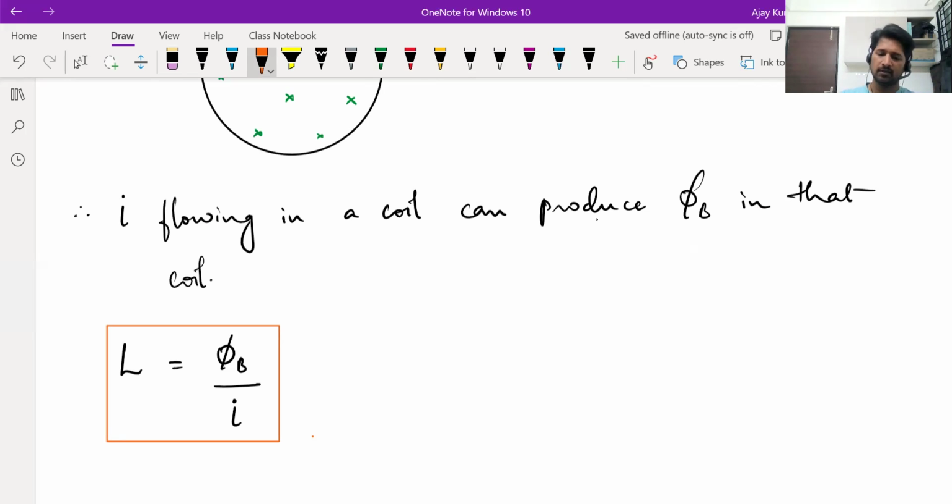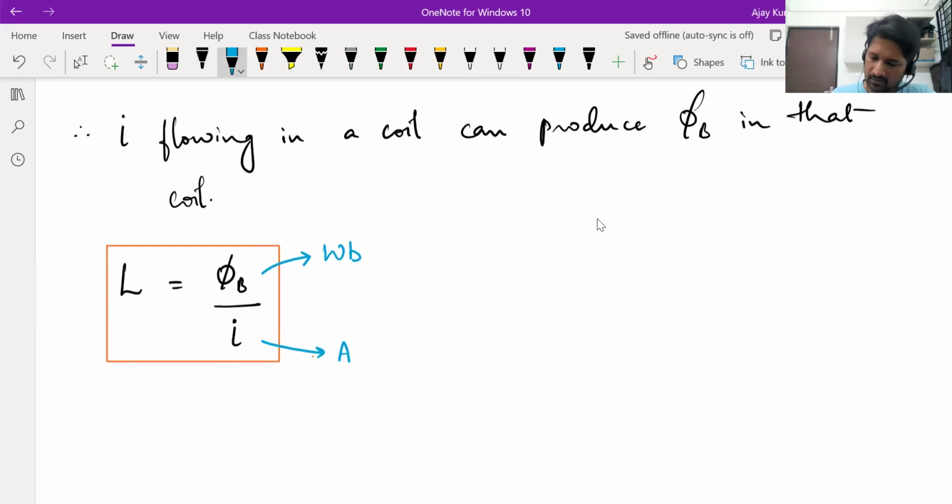Okay. What is the SI unit of magnetic flux? Weber. Tesla meter square, magnetic field into area, which is called Weber. SI unit of current is ampere. And Weber per ampere is called Henry, denoted by capital H. That's the SI unit of inductance.